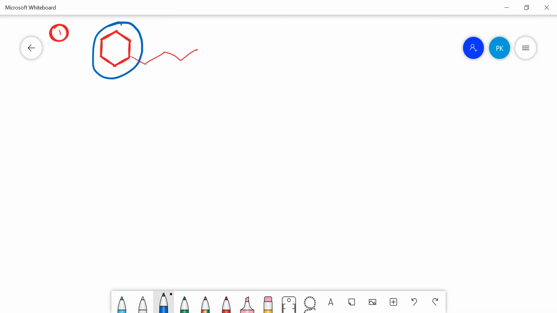So this becomes a substituent. What substituent is it, students? 1, 2, 3, 4. 4 carbons, all in a straight line. So n-butane, the normal name. When it is attached, butane becomes butyl, and you take butyl.